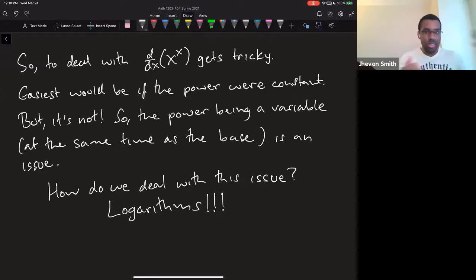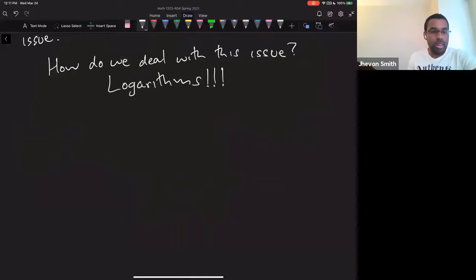And I kind of try to hammer that home. Logs cancel powers, powers cancel logs, they undo each other. If one is an issue, use the other one. If you have a logarithm, you don't want it there, exponentiate. If you have an exponential and you don't want it there, log it, right? So that's what we're going to do. So here's how we can actually do this.